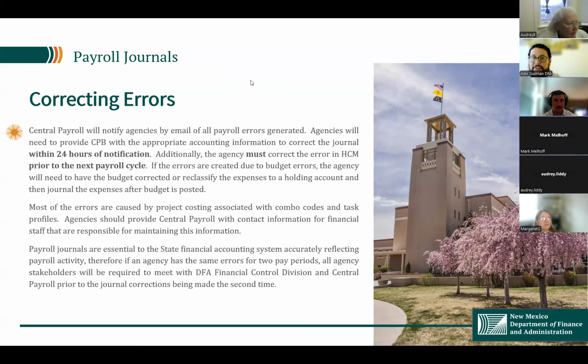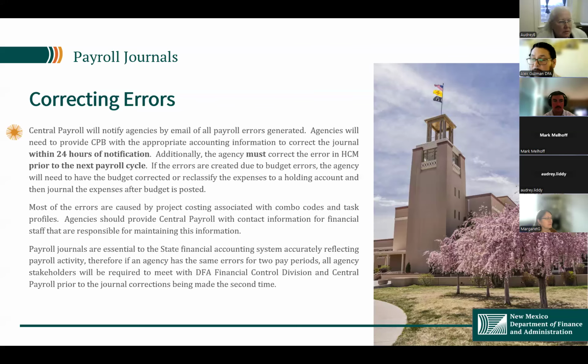So correcting errors, say on the payroll journals, Central Payroll will notify agencies by email of any payroll errors generated. Agencies will need to provide Central Payroll Bureau with the appropriate accounting information to correct the journal within 24 hours of notification. Additionally, the agency must correct the error in HCM prior to the next payroll cycle. If the errors are created due to budget errors, the agency will need to have the budget corrected or reclassify the expenses to a holding account, and then journal the expenses after budget is posted.